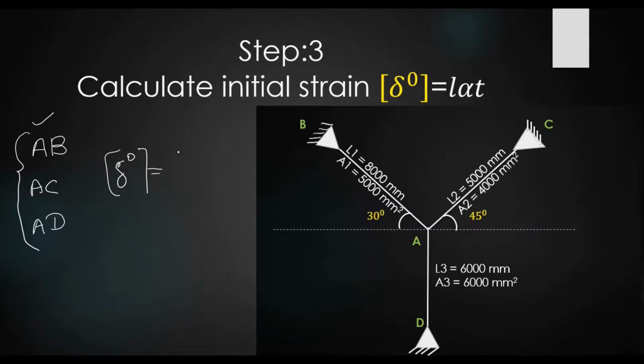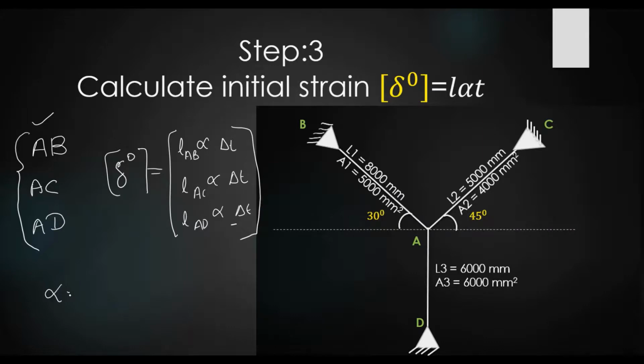We have length of AB into alpha into delta T, length of AC into alpha into delta T, and length of AD into alpha into delta T. So in the question, alpha and delta T are given. Alpha is 1.2 into 10 raised to minus 5 and delta T is 20 degrees. And we must see whether the members undergo heating up or cooling down.